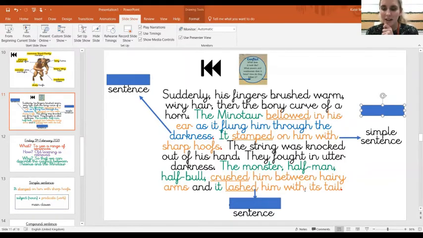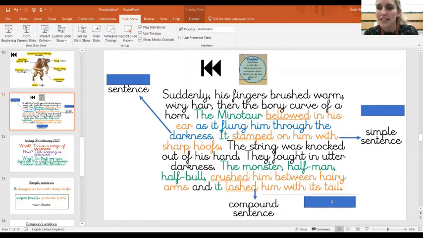What about this one here? The monster, half man, half bull, crushed him between hairy arms, and it lashed him with its tail. I notice that this is different to my simple sentence. It uses the word and. What type of word is that? It's a coordinating conjunction. So this is a compound sentence, super.